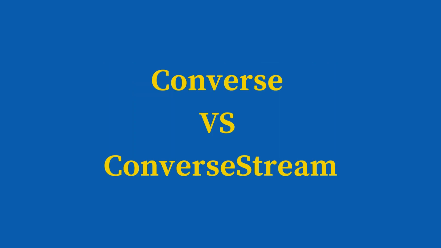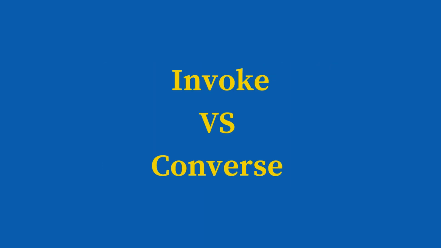Converse returns the full response at once. ConverseStream streams the response token by token. Choose Converse for backend processing and ConverseStream for interactive chat applications. Invoke is a simple one-shot request-response interface for foundation models, while the Converse API is a more advanced interface that supports multi-turn conversation, streaming response, and features like tool use. So this is a key difference between the Invoke API and the Converse API.